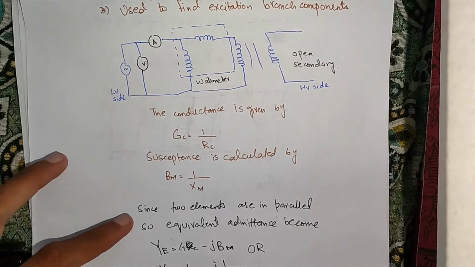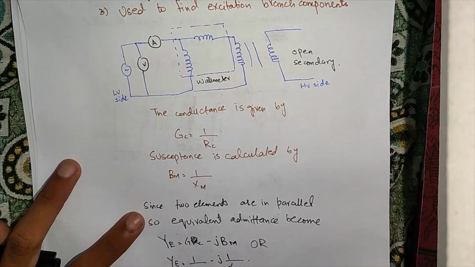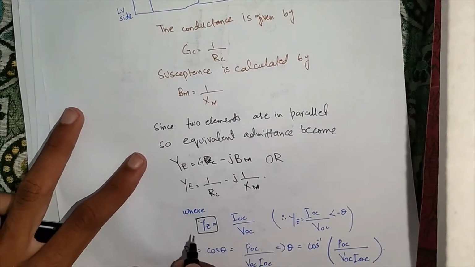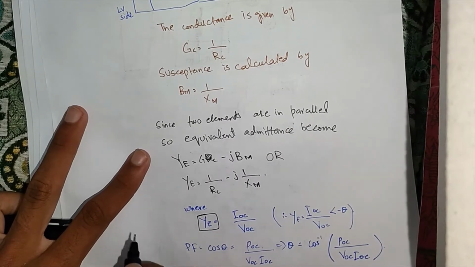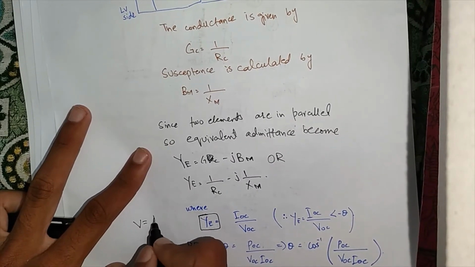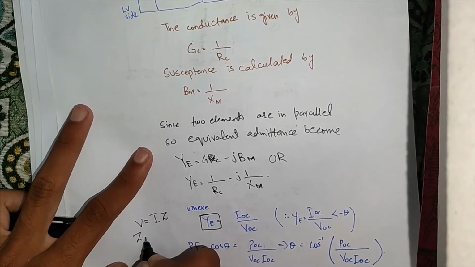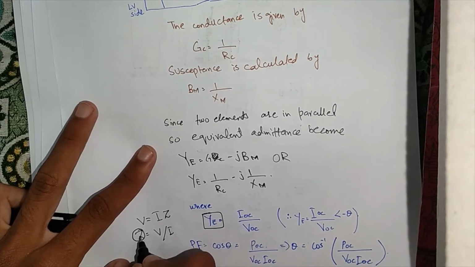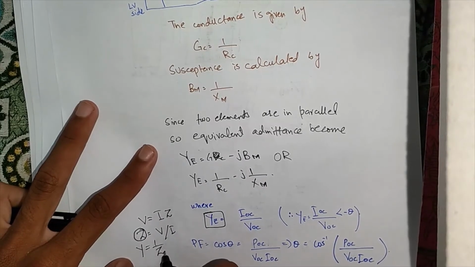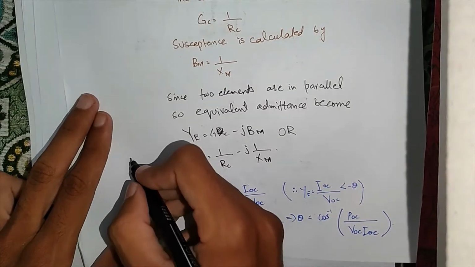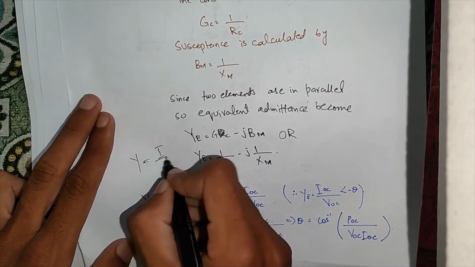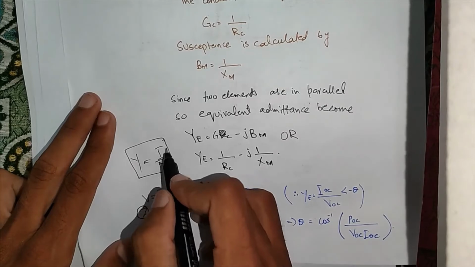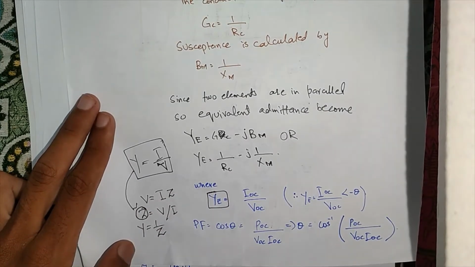How can the admittance YE be found? The admittance YE is the reciprocal of impedance. Admittance is the reciprocal of impedance, meaning Y is equal to 1 over Z, and Y will be equal to I over V, which is the reciprocal of your impedance.